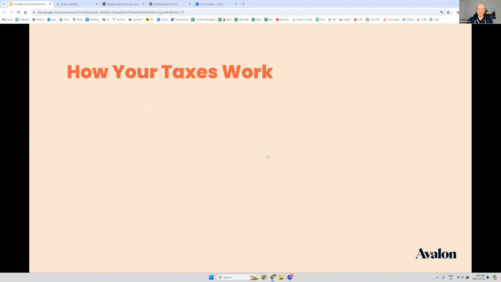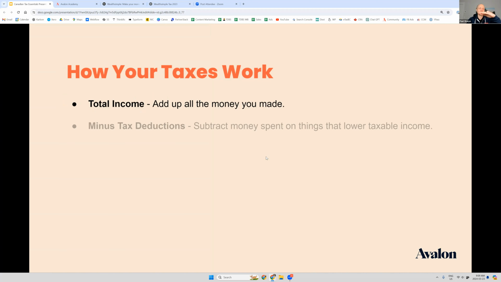In general, this is how your taxes work. And this is a very broad stroke. So we're going to start with your total income. We're going to add up all the income that you make, and that becomes your total income. From there, we're going to reduce that. We're going to subtract any money that you spent on things to lower your income.